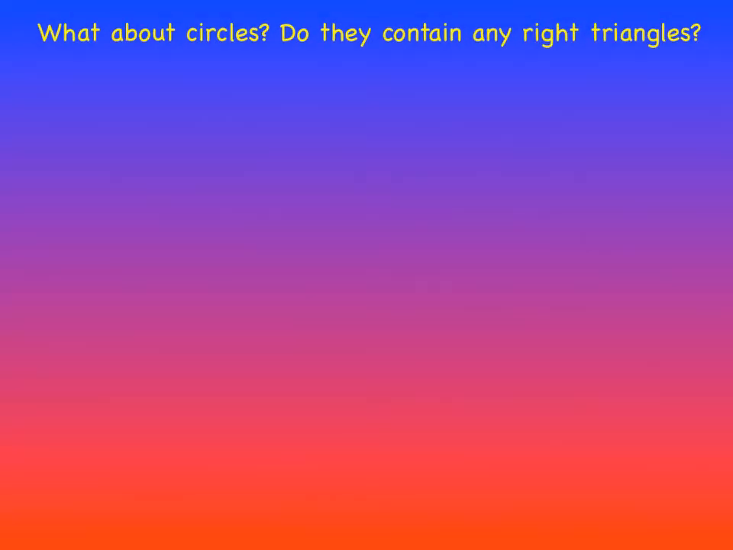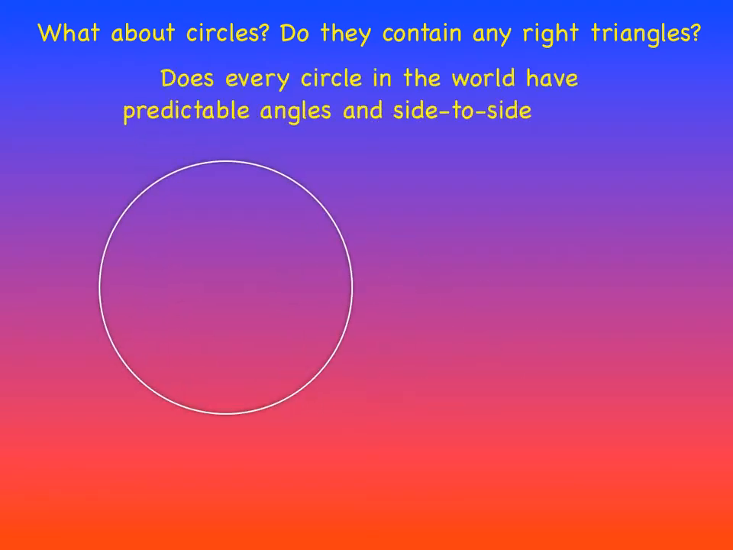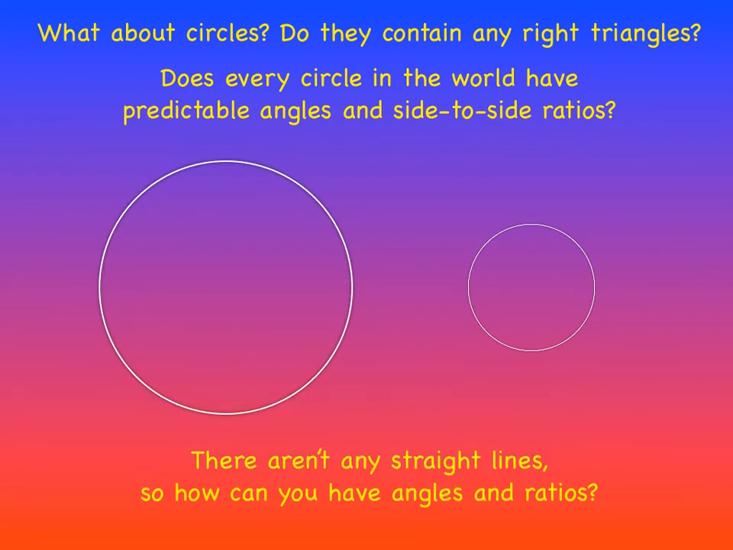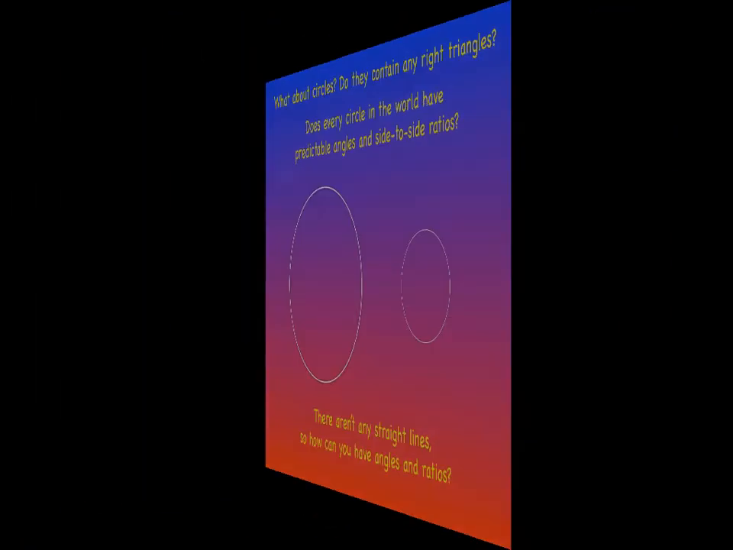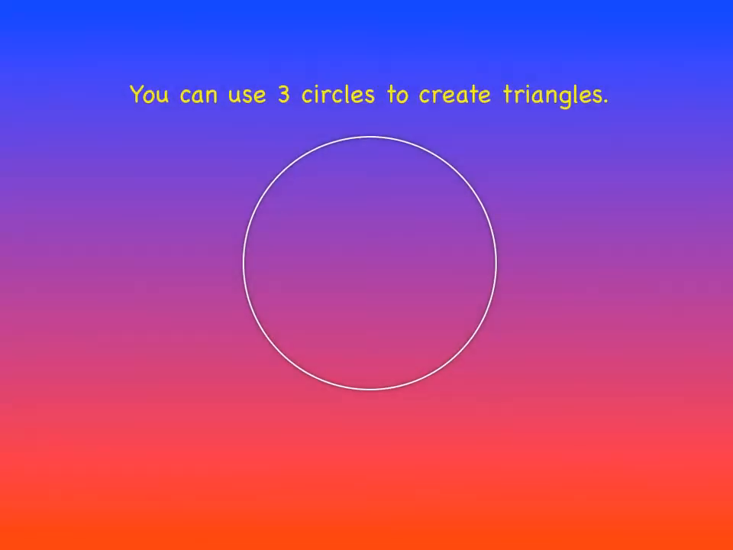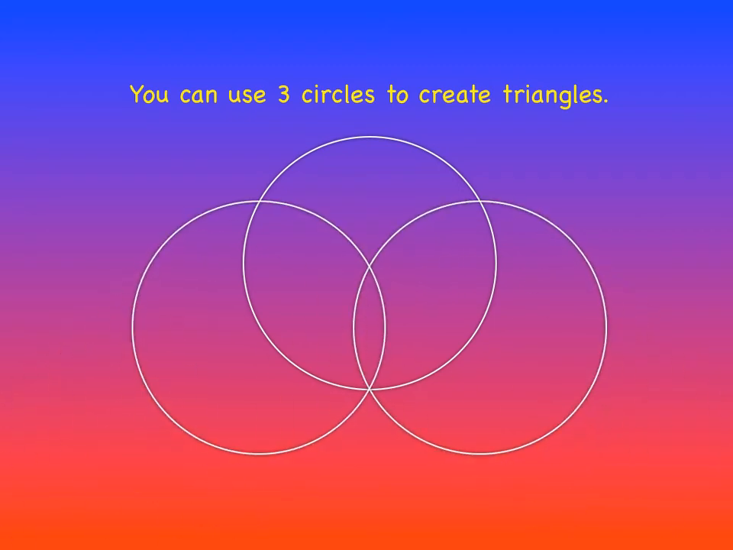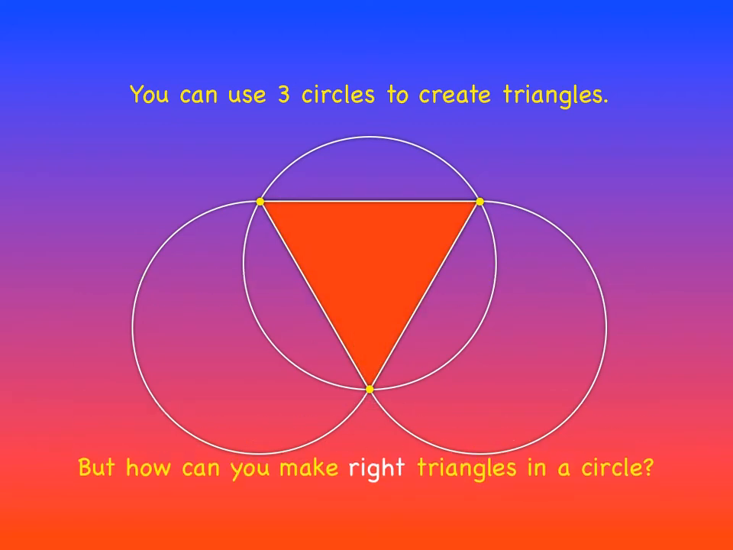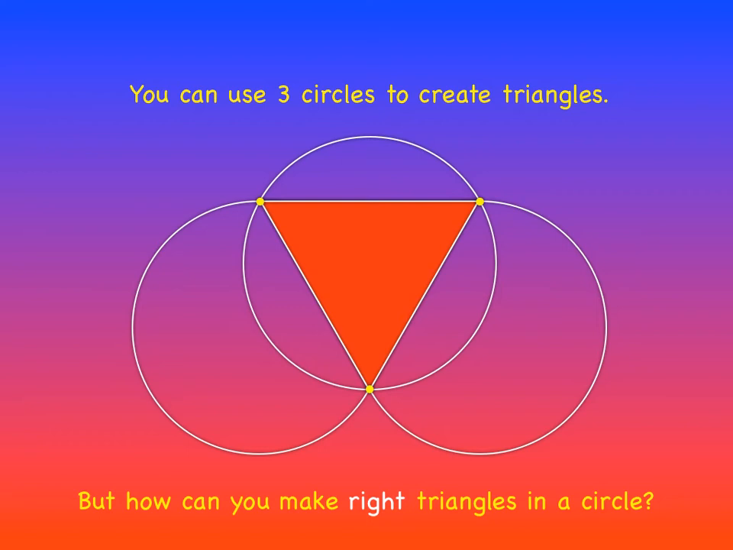What about circles? Do they contain any right triangles? Does every circle in the world have predictable angles and side-to-side ratios? Well, there aren't any straight lines, so how can you have angles and ratios? You can use three circles to create triangles. But how can you make right triangles in a circle?